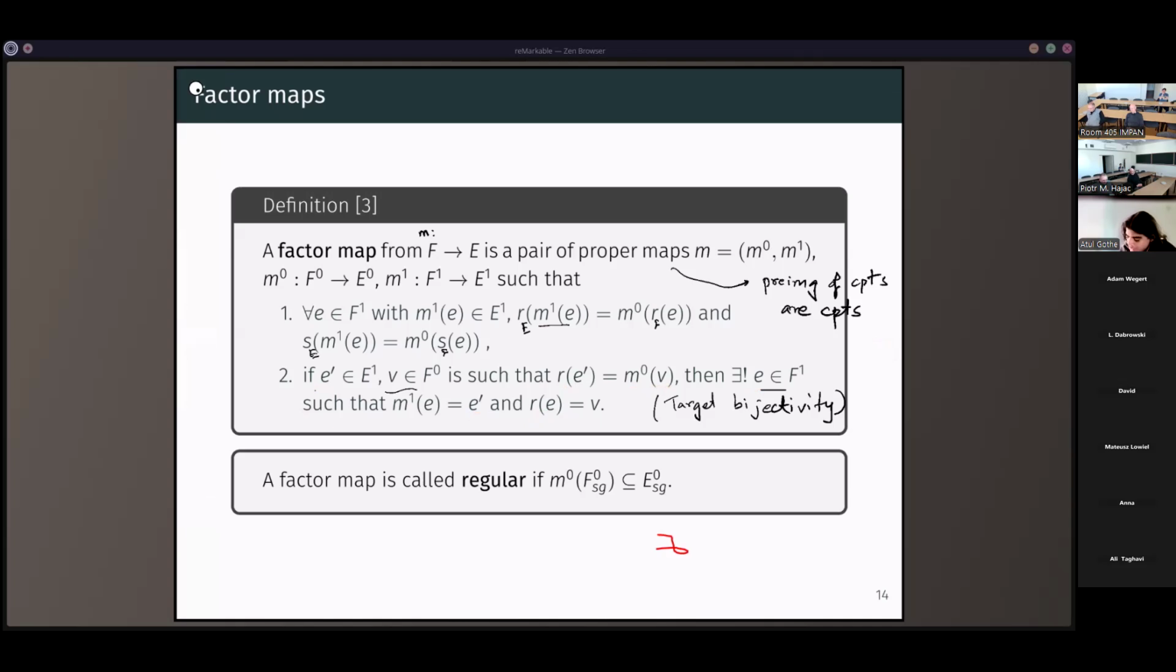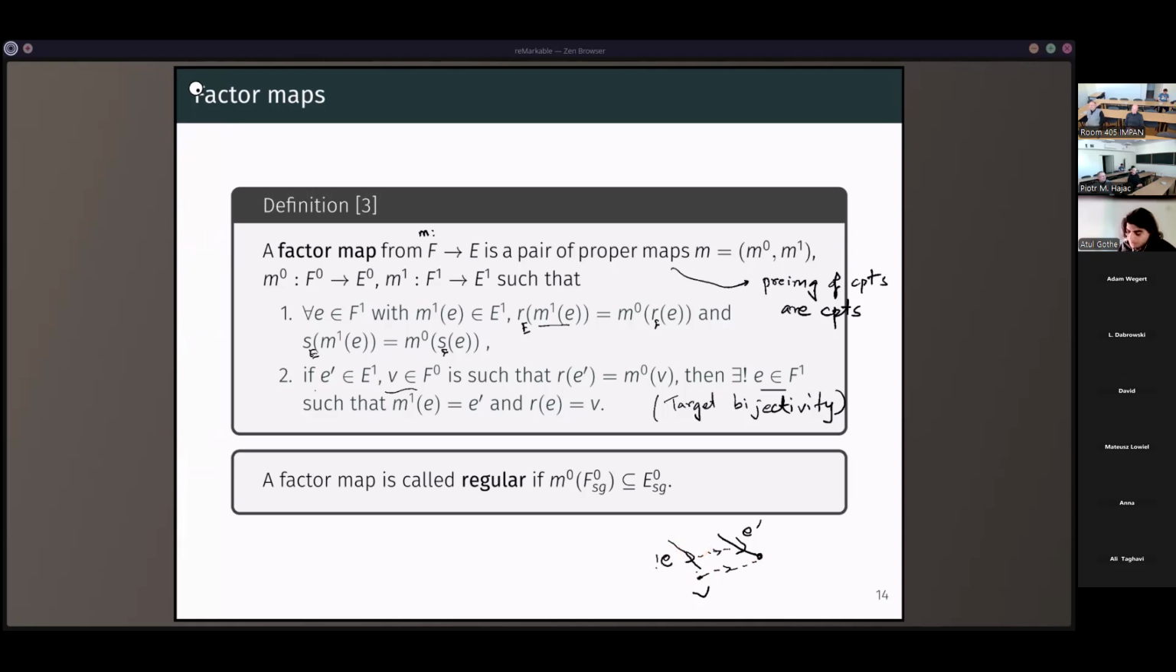if we have an edge here in E prime, and a vertex V here, which maps to the range of this, then there exists a unique E here such that this also maps to E prime. That's kind of target bijectivity.